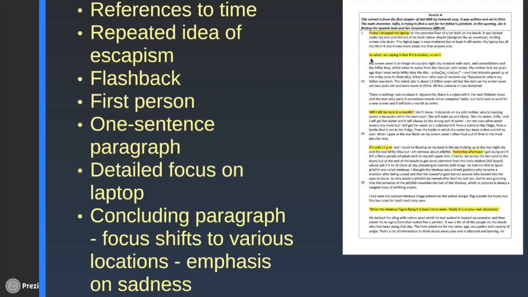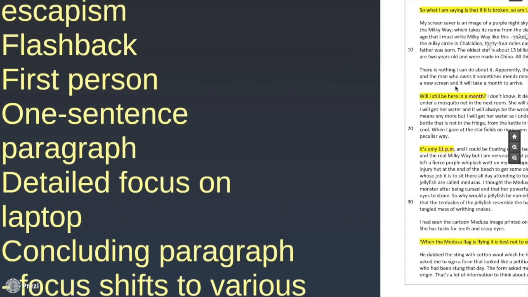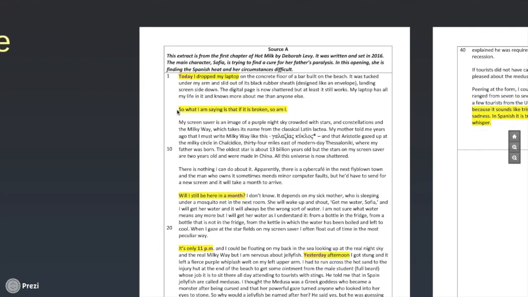This one sentence paragraph is rather significant as well. So we'll just have a look at this. So at the very beginning, we've got this one sentence paragraph, which is a structural feature. So what I am saying is that if it is broken, so am I. So again, we've got the highlighted emphasis of the fact that she feels broken as a person.